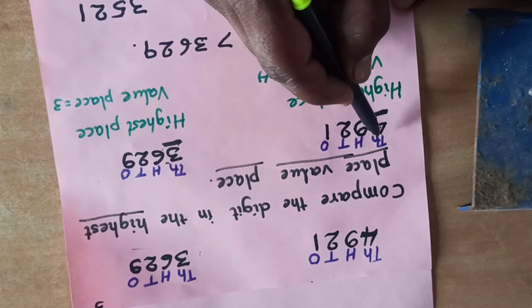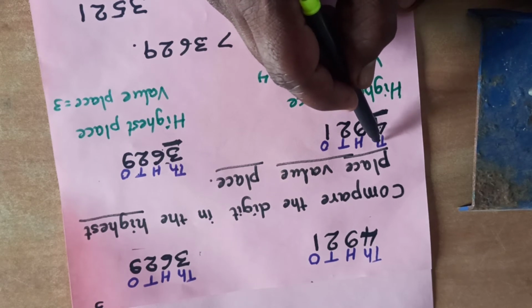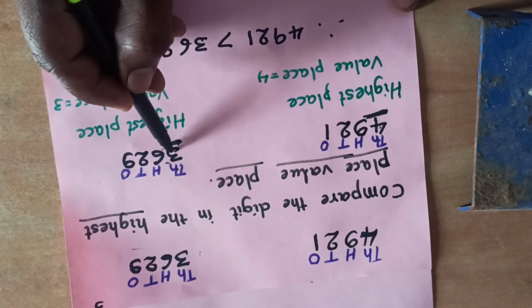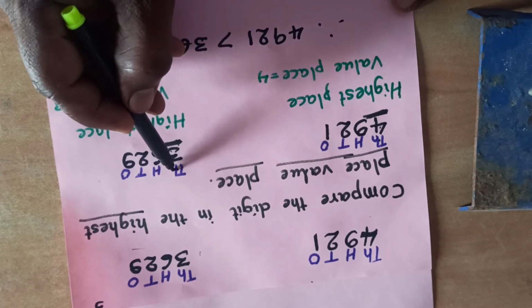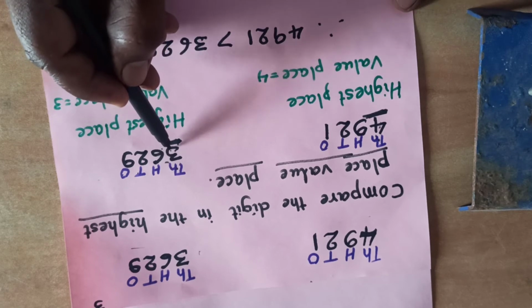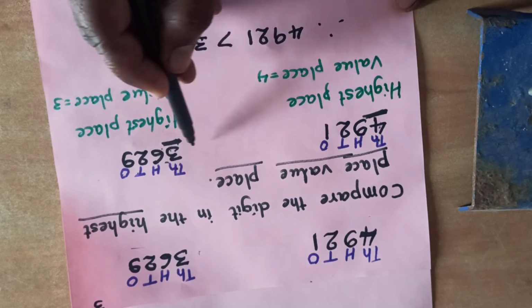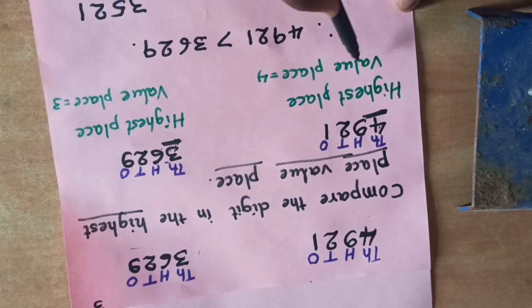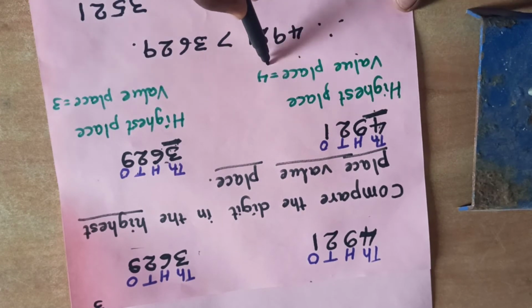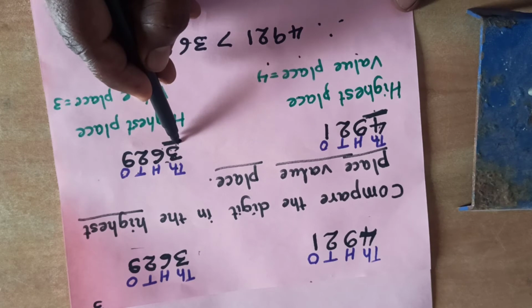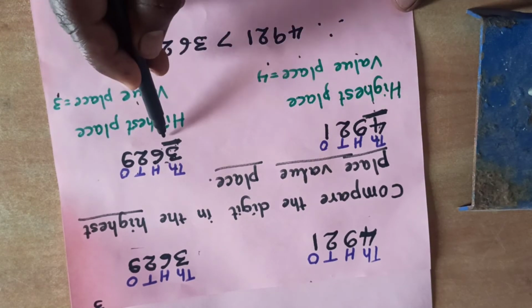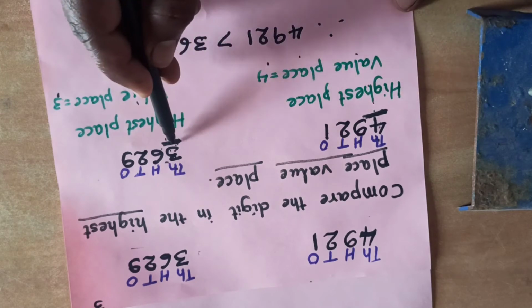Here in this number the highest place value is 1000, the digit is 4. In this number the highest place value is 1000, the digit is 3. Then compare these two digits, here 4, here 3. The highest place value digit is 4 in this number, and in this number it is 3. Which is greater between these two?